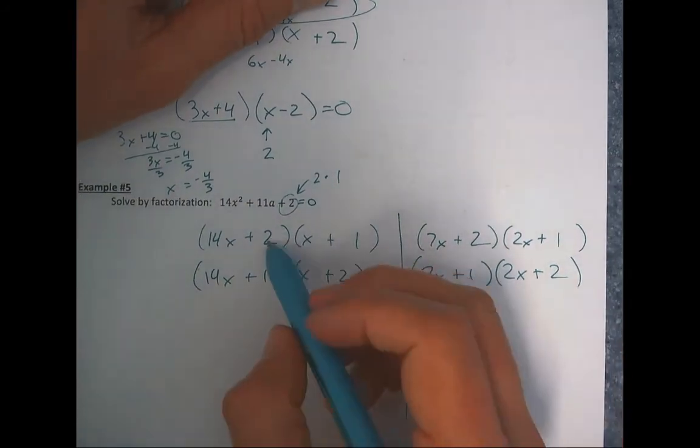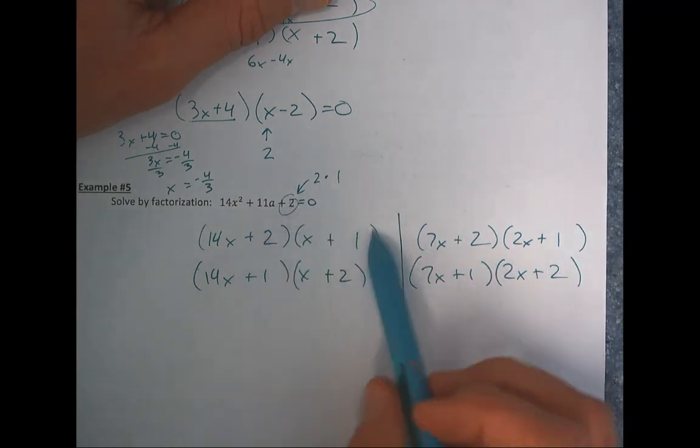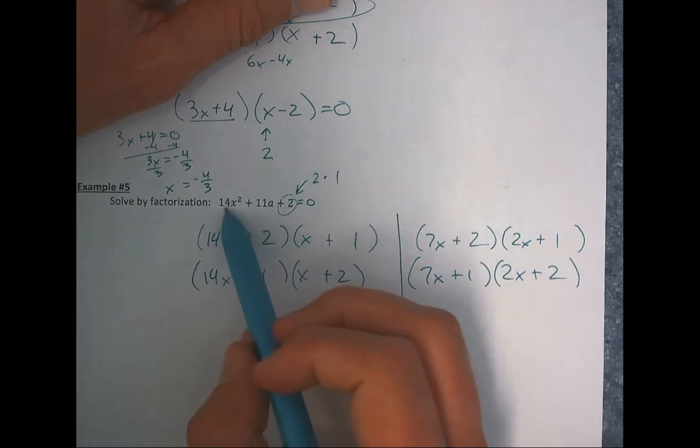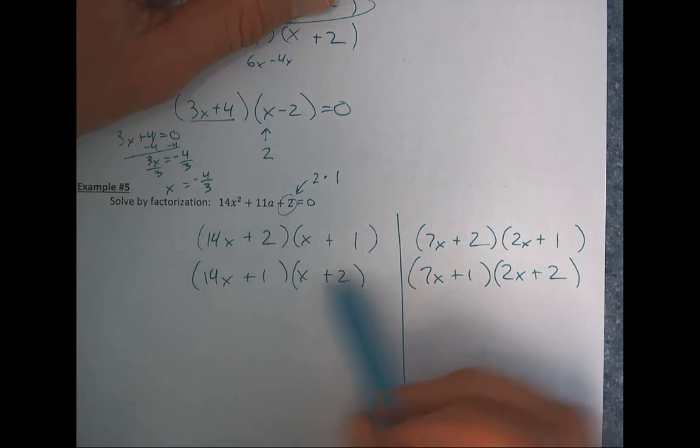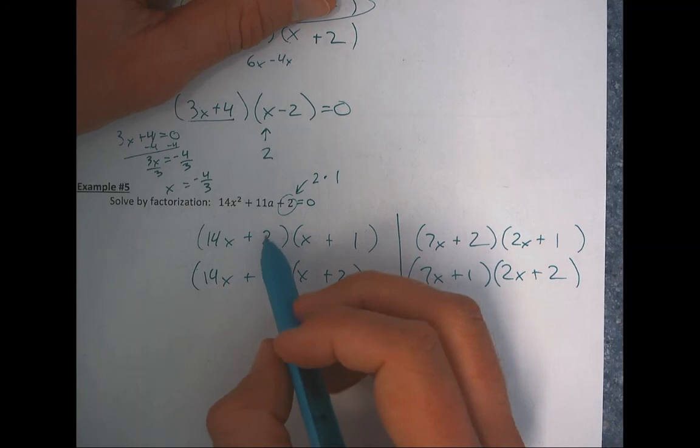So when we don't have to deal with negatives, it greatly reduces the number of things we need to try. The only way to make a 2 through multiplication is a 2 times a 1. We know they're both positive, so it's either a 2 or a 1 flip-flopped one way or the other. For the front term, it could be 14x times x, or it could be 7x times 2x. So we've got just 4 things to try. Really not that big a deal.